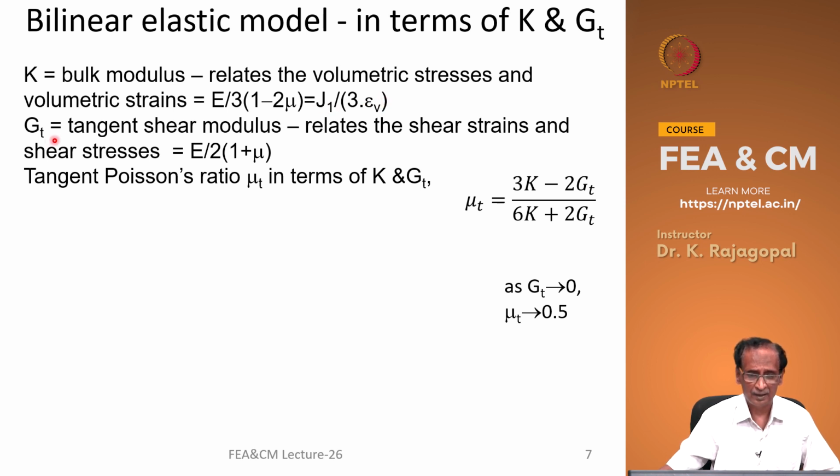GT is the tangent shear modulus. It relates the shear strain and the shear stresses, and GT is related to Young's modulus and Poisson's ratio as E by 2 times 1 plus mu.